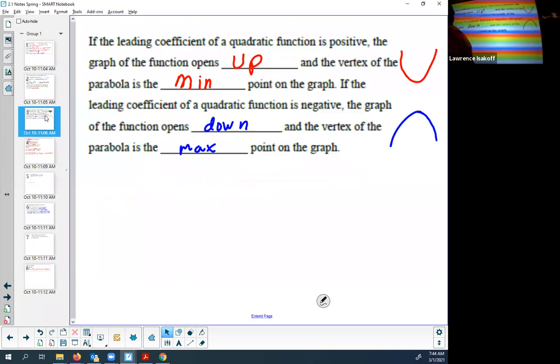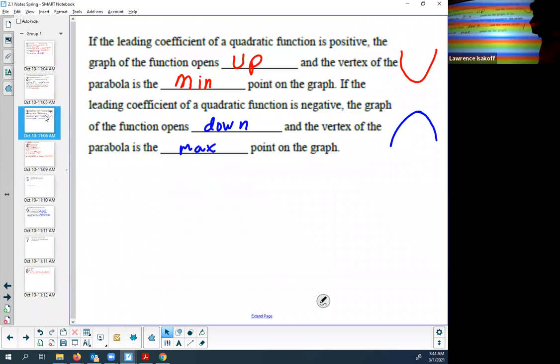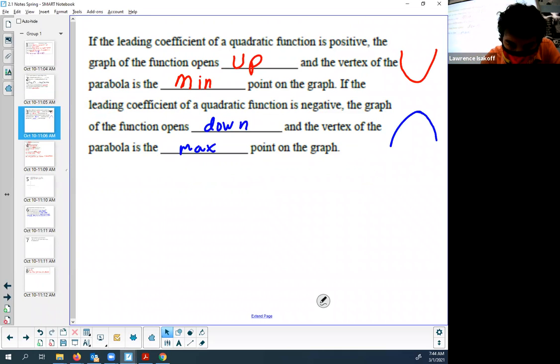Okay, let's take a look. So the leading coefficient, sorry, just got a few people coming in. Thank you guys for being here, everyone. I'm getting those attendance fixed.